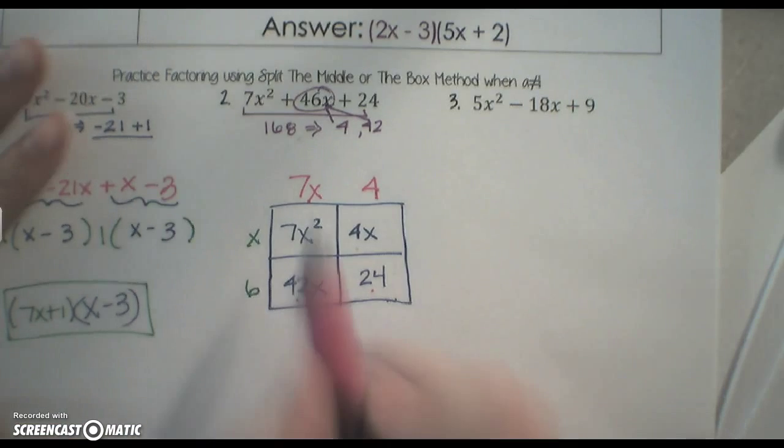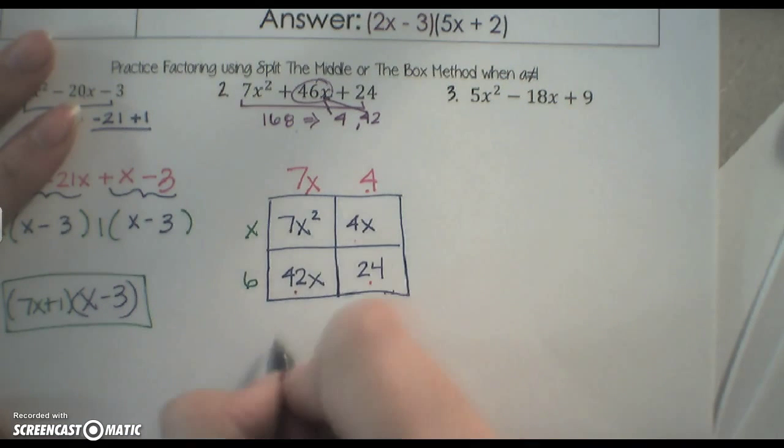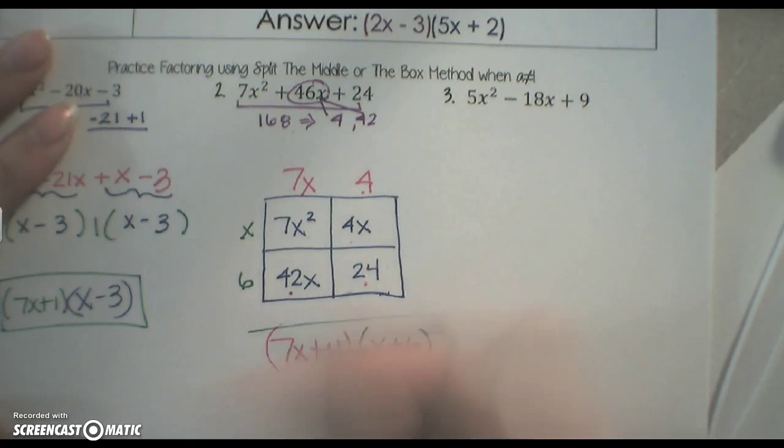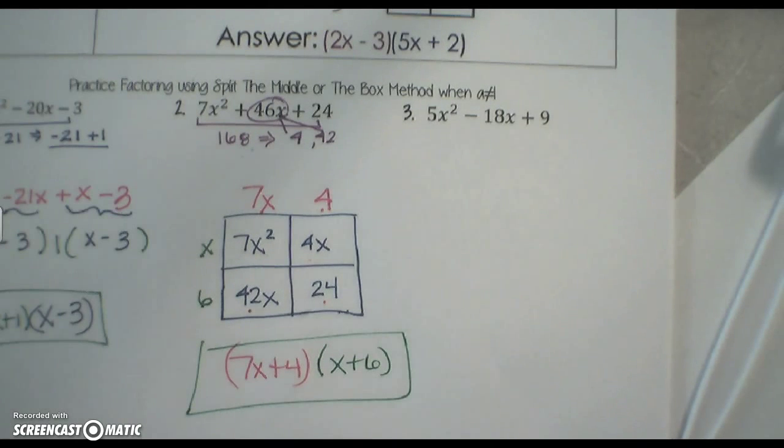And here's our answer, 7x plus 4. And then what's going down the side there? Yep, x plus 6. All right, you're going to go ahead and try number 3 on your own. So any method that you want, and then check when you're ready.